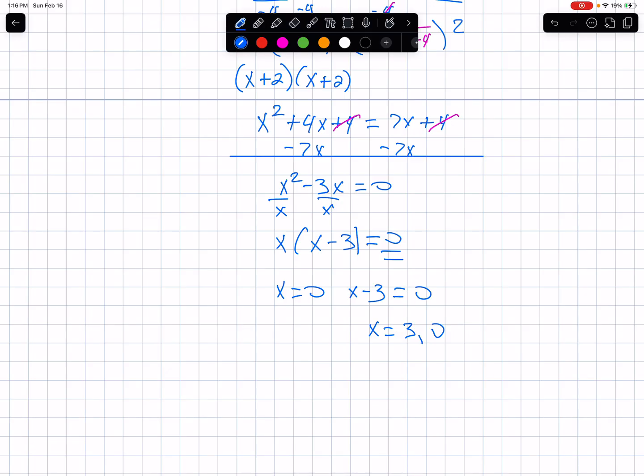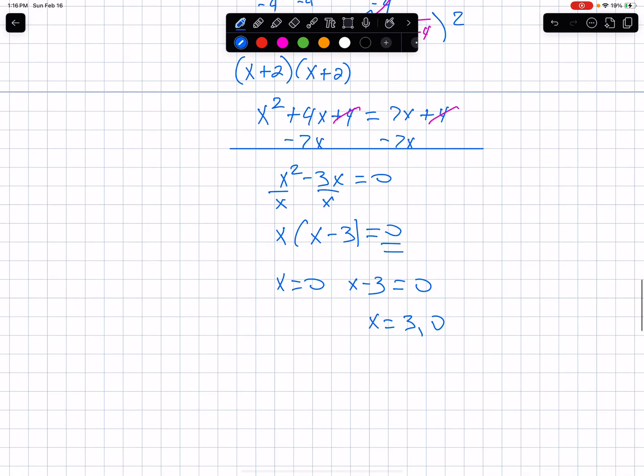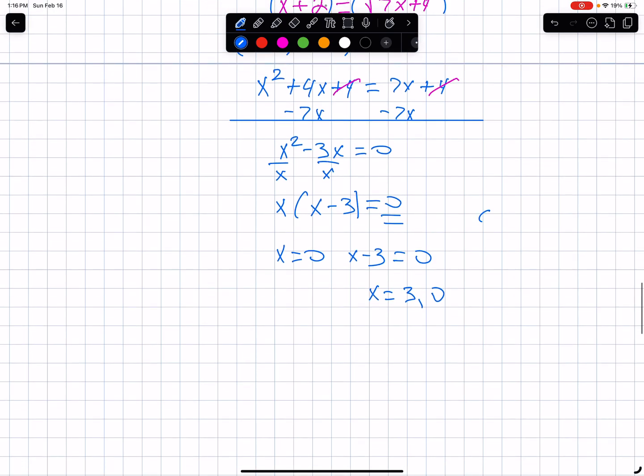But on a test, especially knowing Voss, I would ask her, do I need to check for extraneous? Just because she may expect you to do that and it might not be in the directions.